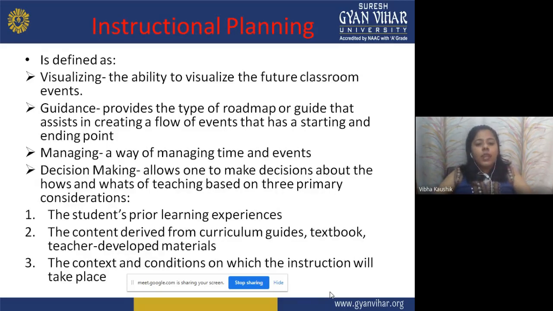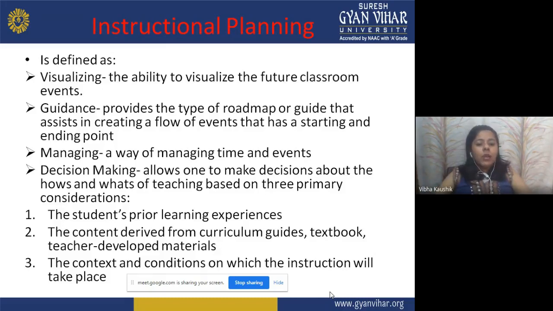Now, decision making allows one to make decisions about the how and what of teaching based on three primary considerations. The instructional planning will help the teacher to take decisions about how things will happen and what to teach, based on three primary considerations, which means we have to keep three primary considerations in mind.